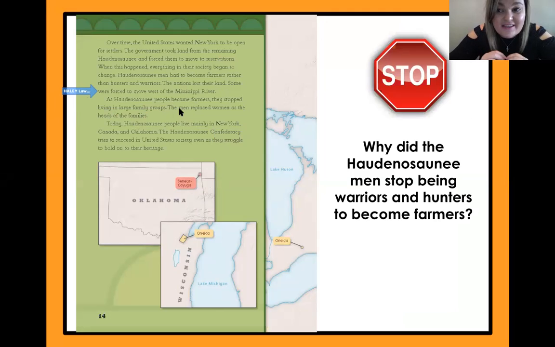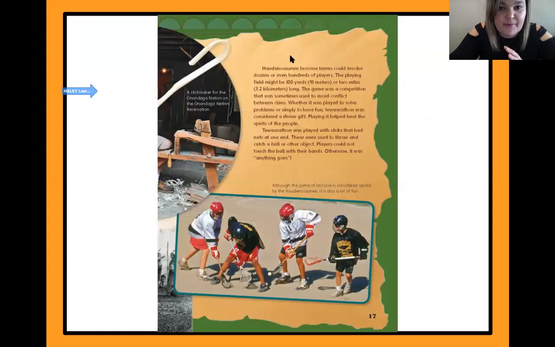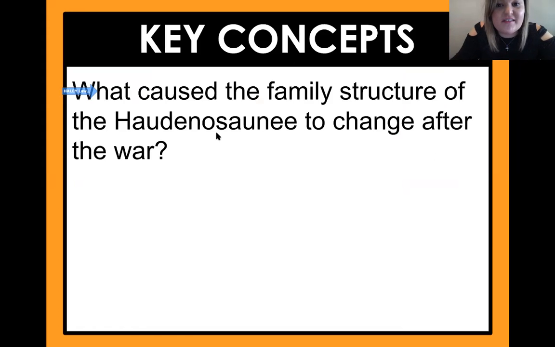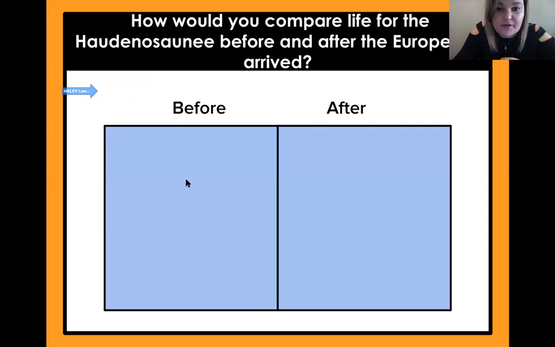So because they lost their land and they were moved, that caused them to not live together as one. And then that made the man take over for the woman. So if we look back, did we answer the question, what caused the structure to change? It was losing the land and moving after the war.